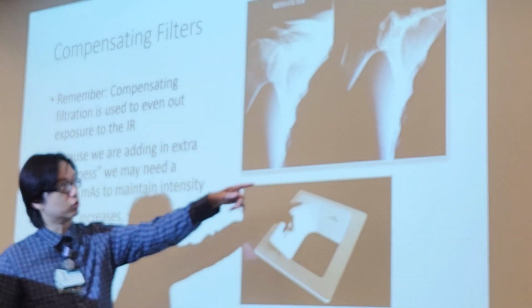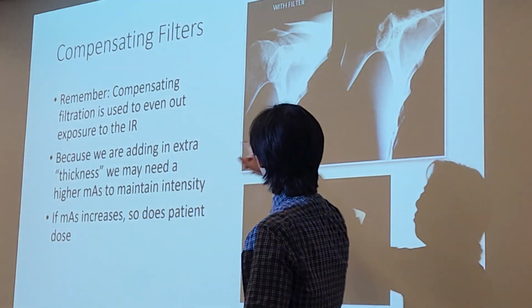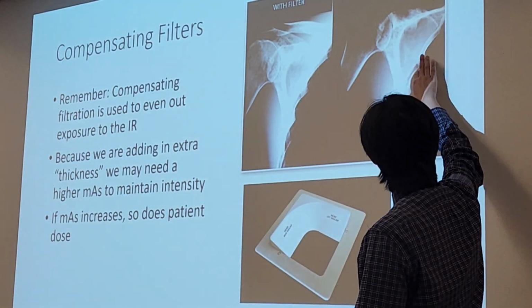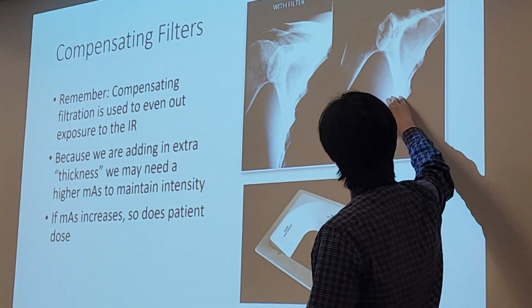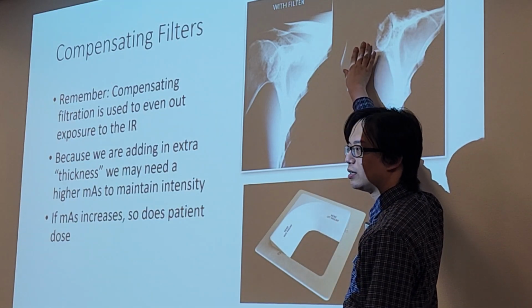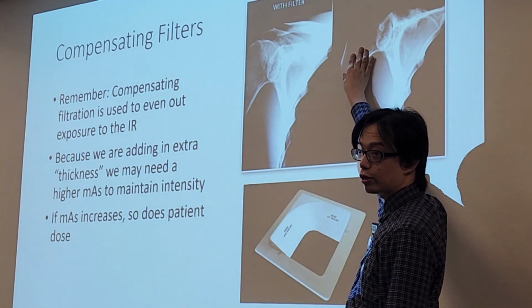For example, look at the shoulder over here. What is this here? Scapula. Great, and then what's this over here? Humerus, and is this an internal or external rotation shoulder?